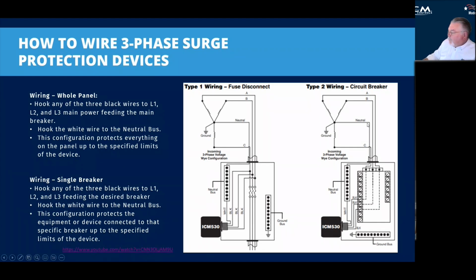But if you're just doing it for a single breaker, then you hook any of the 3 black wires to L1, L2, L3, feeding that desired breaker, hook the white wire to the neutral bus, and now it's only protecting that breaker or whatever equipment is on that particular breaker. So we've got another video. This one's about 2 minutes. It's awesome. And it's out there on our ICM Controls website.